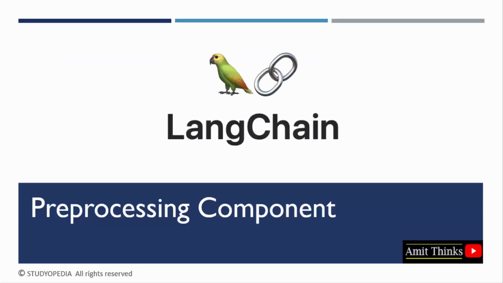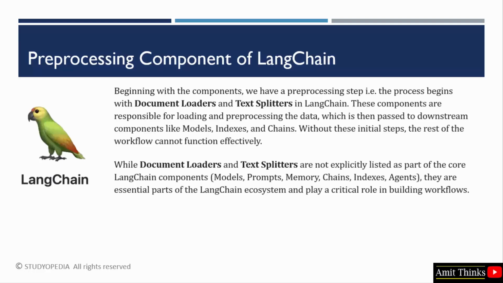In this lesson, we will understand the first component of LangChain, that is preprocessing. Let us see. As the name suggests, the LangChain process begins with document loaders and text splitters. This can include PDF documents. The loading and pre-processing of data is what the pre-processing component includes. After this, the output is passed to other components like models, indexes, and chains.